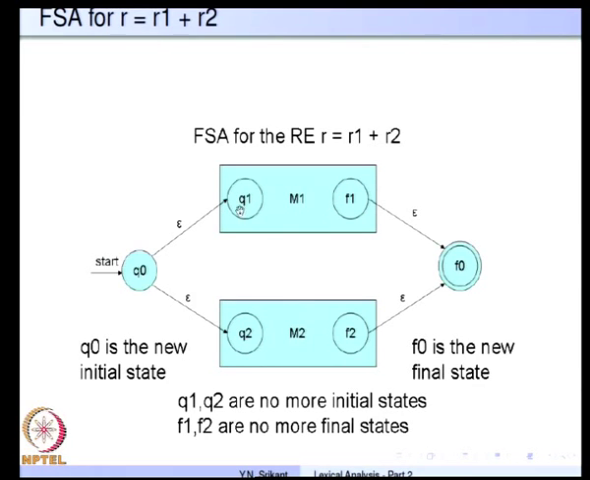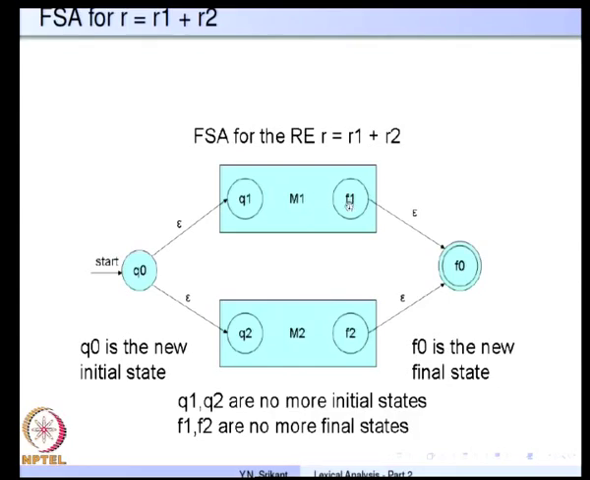Given these two, Q1 is the start state and F1 is the final state of M1. Q2 is the start state and F2 is the final state of M2. So, we take these two machines, add a new start state and a final state. From the new start state Q0, add an epsilon transition to Q1. Add another epsilon transition to Q2.